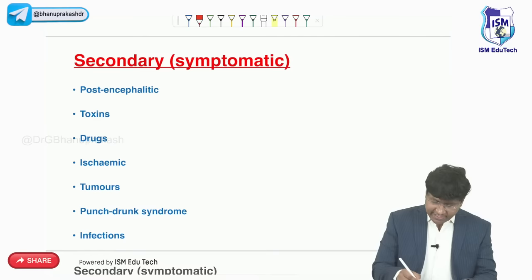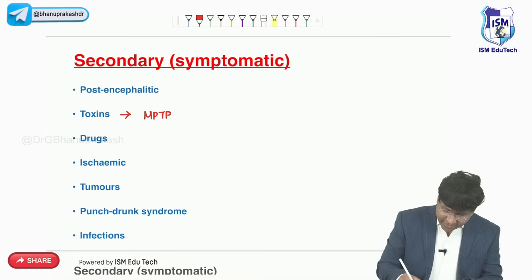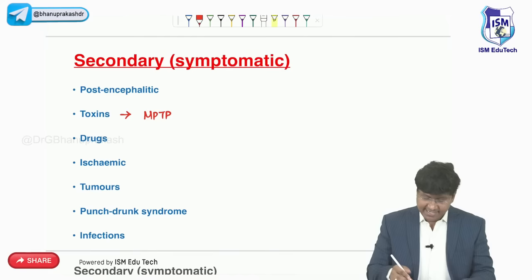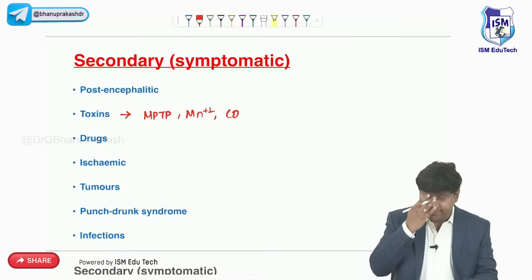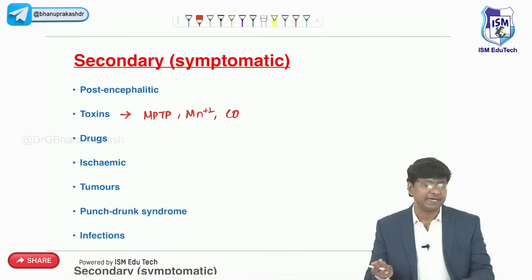Or even it can be secondary to toxins. Which particular toxin? That is your MPTP. What is MPTP? Methylphenyl tetrahydropyridine. And even manganese can cause Parkinsonism. Okay. And even carbon monoxide can cause Parkinsonism. There are certain drugs, called drug-induced Parkinsonism. Drugs that will cause Parkinsonism are mainly reserpine, phenothiazines, butyrophenones, and metoclopramide.